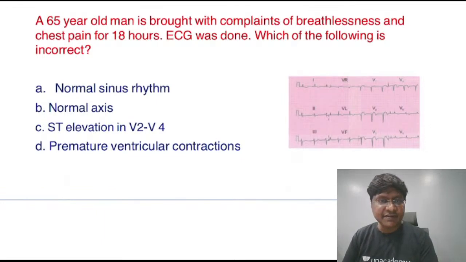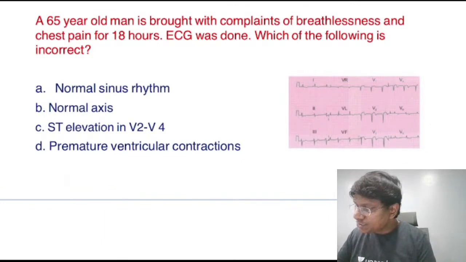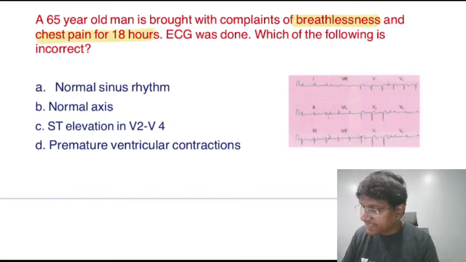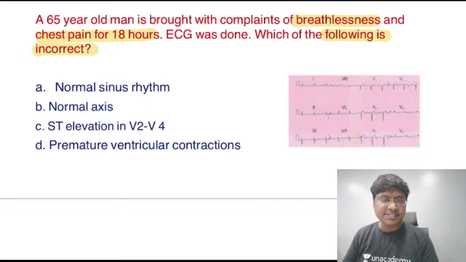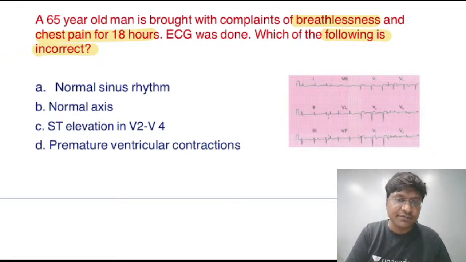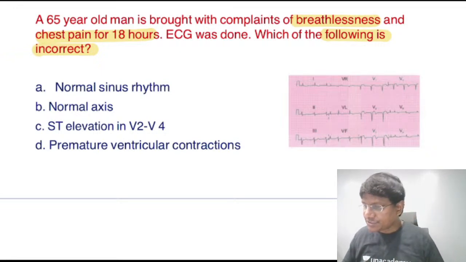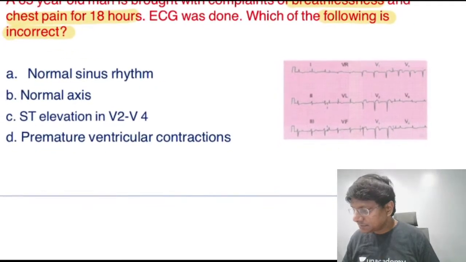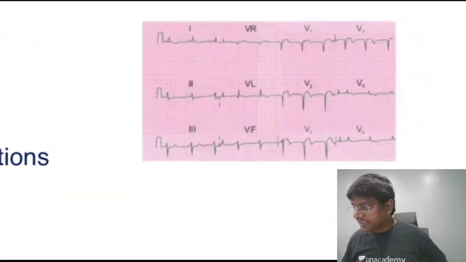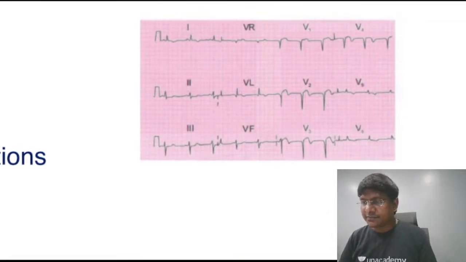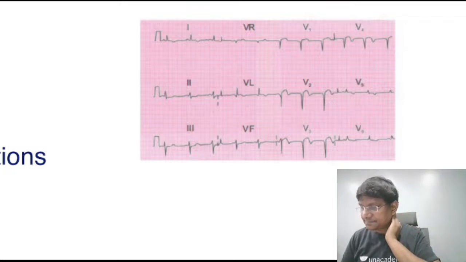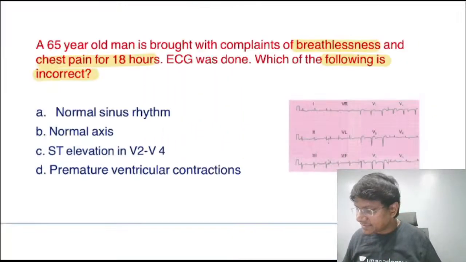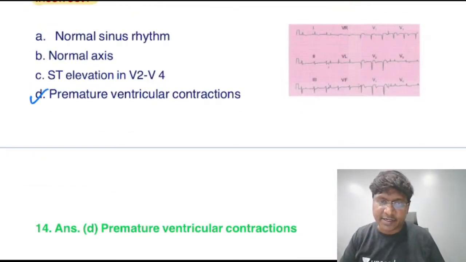Yes, a 65-year-old man is brought with complaints of breathlessness and chest pain for 18 hours. ECG was done. Which of the following is incorrect in this patient? Normal sinus rhythm, normal axis, ST segment elevation in V2 to V4, premature ventricular contractions. Right, I'll just zoom this ECG, you tell me now. Which of the following is incorrect? Right, so the correct answer is D, that is premature ventricular contractions are not there.